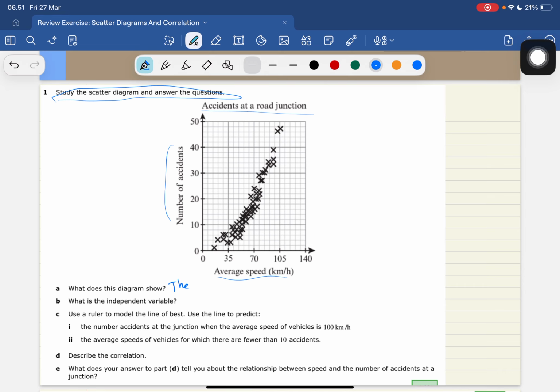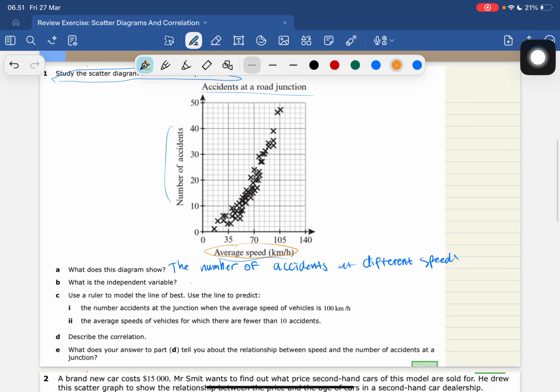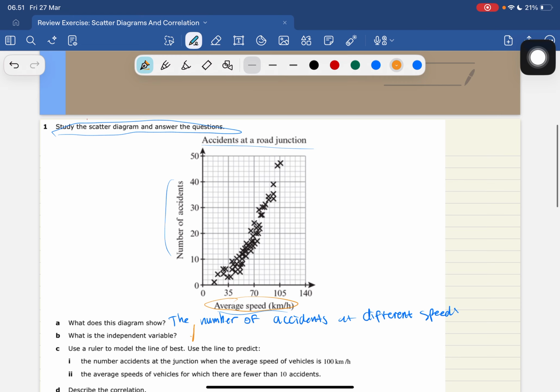What it shows is the number of accidents at different speeds. What is the independent variable? It is average speed. So we can write it here: average speed, in km/h.